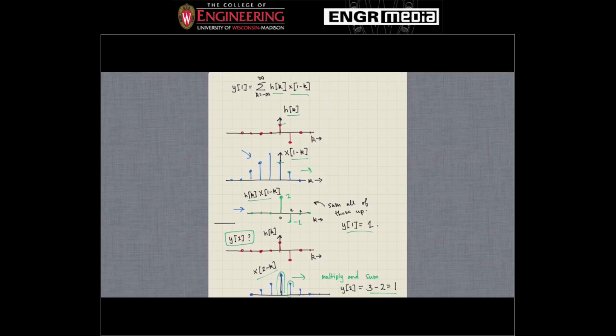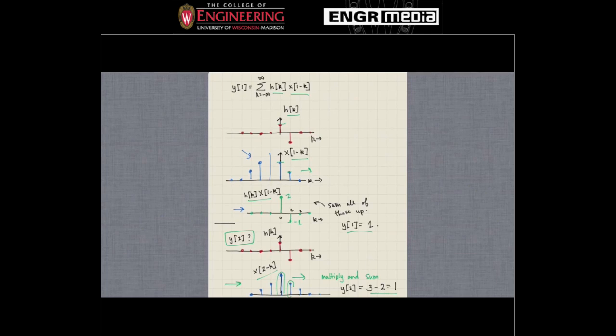All right? And then we can continue, say y of 2. This time we won't draw the actual multiplied signal together. Let's just draw h of k, which looks the same. For x of 2 minus k, we've shifted this whole signal to the right by 2. Okay? So here we're just going to multiply and sum. We now would say y of 2. There are only 2 non-zero values, and those are these ones circled in green, right?